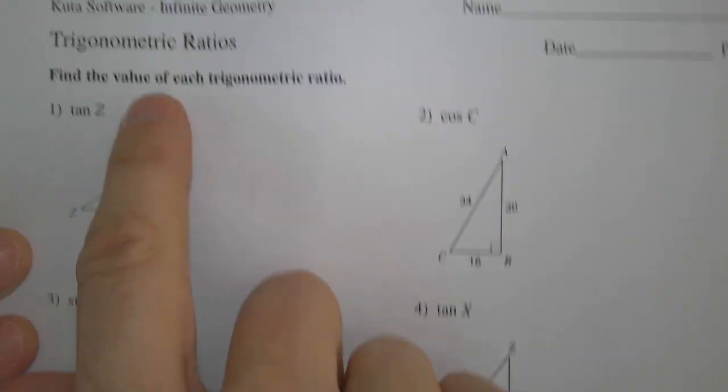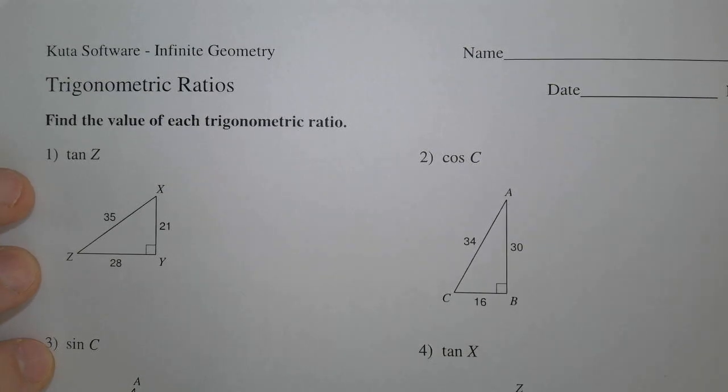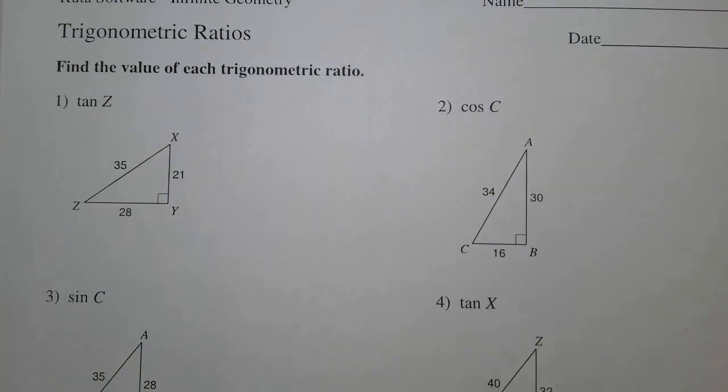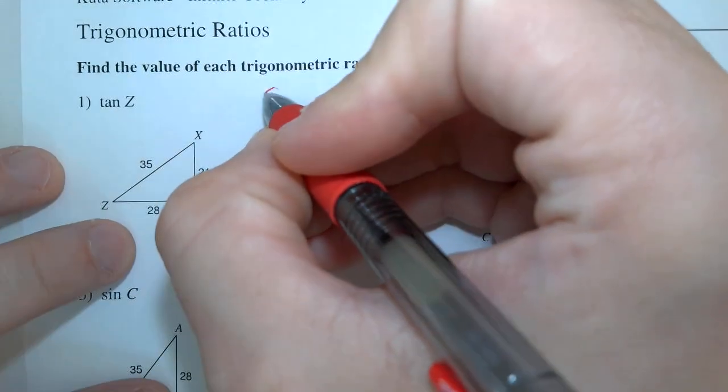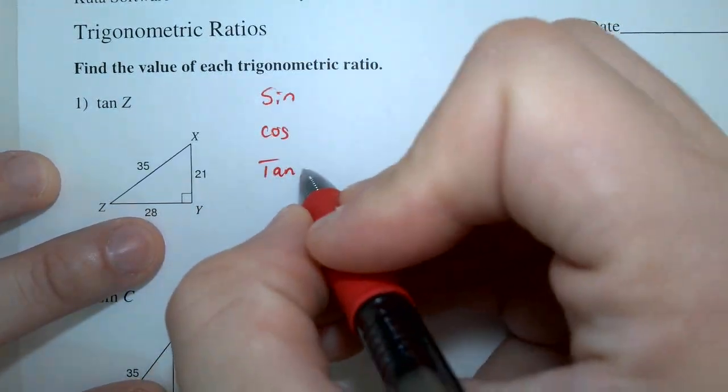So today we're going to be doing some Kuta software trig ratios. Ratios being the key word. There are several videos that I've made on this, and this one is going to be only the trig ratios. And there are three of them: sine, cosine, and tangent.